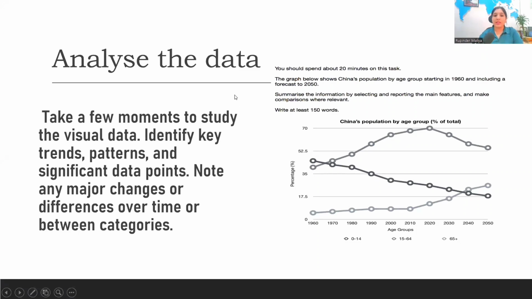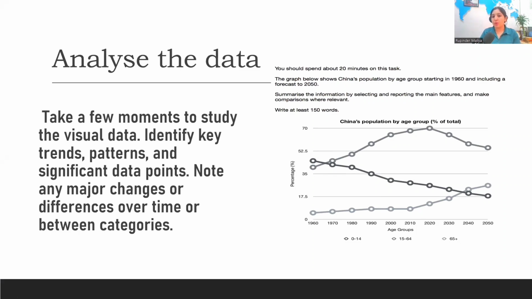Then comes analyzing the data. You need to take a few minutes to plan out your Task 1. Understand the visual data given. Identify the key trends, patterns, significant data points, any major changes or differences if they are featured in your map or graph. Look at this one.